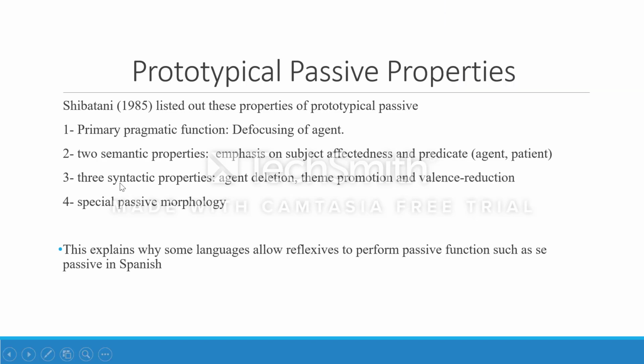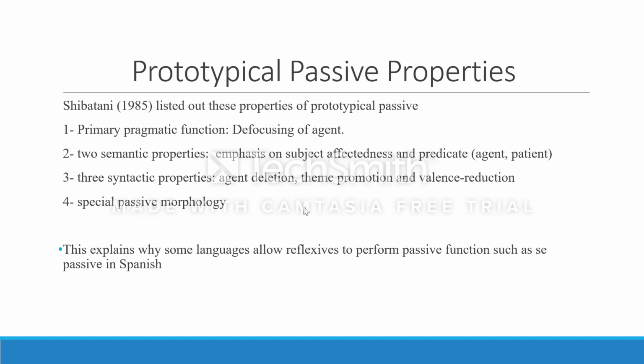For the first property, for example, the agent must occupy a lower position on the hierarchy in order to be considered defocused. For the semantic property, the emphasis is on the subject's affectedness, and for the syntactic property, the agent is ideally deleted, the theme is promoted to the subject position, and we see the valence reduction, which is a normal result of the passivization process. Also, when a language has a special passive morphology, the higher in the passiveness scale that construction is. When we apply this treatment of passive cross-linguistically, it provides an explanation as to why, for example, reflexives are treated as passives in some languages.